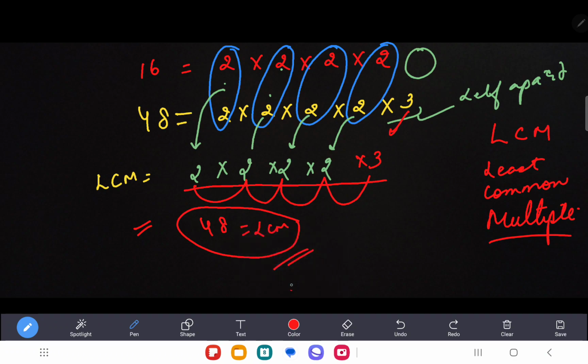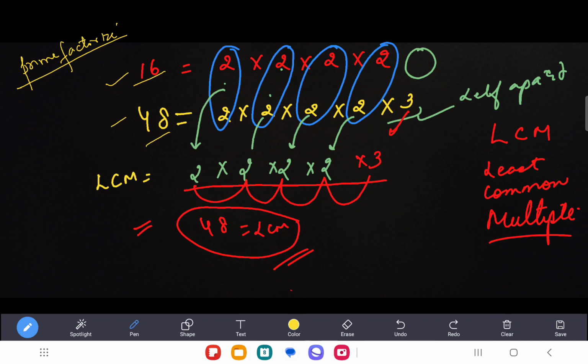You first prime factorize 16 and 48. You can do these with small numbers, but ma'am, what is the need of doing this? I can just calculate the tables. But if I give you bigger numbers, then it becomes really difficult to calculate the LCM. Are you understanding my point?